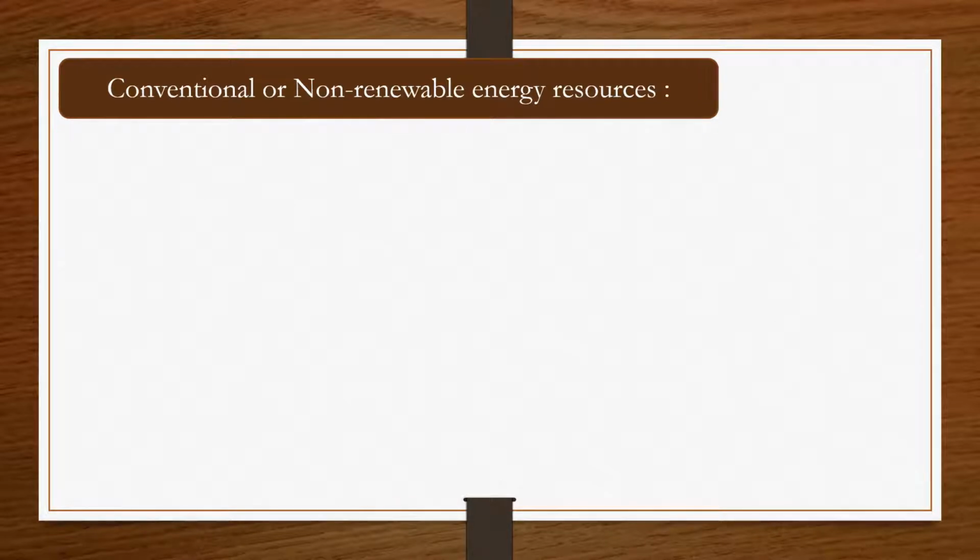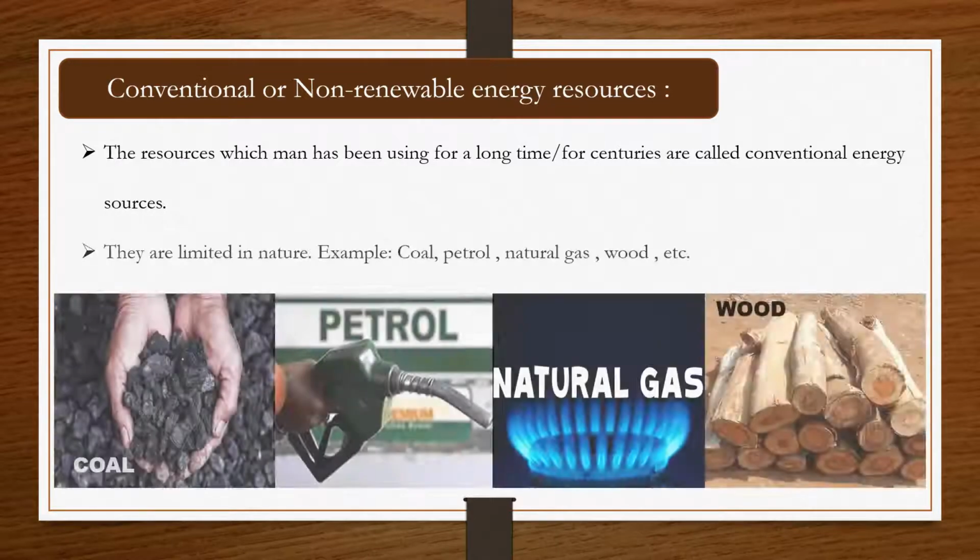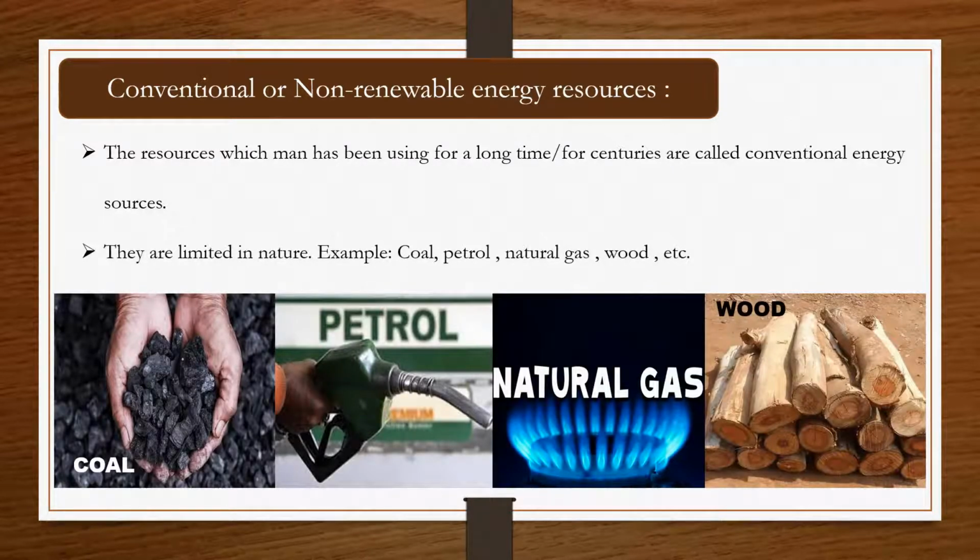Now, what are conventional or non-renewable energy resources? The energy resources which man has been using for a long time, or for centuries, are called conventional energy sources or non-renewable energy resources. Now, they are limited in nature. For example, conventional energy resources include coal, and fossil fuels such as petrol, diesel, and natural gas. We cannot replenish these resources, and wood also cannot be replenished easily. So wood is also an example of conventional energy resources.